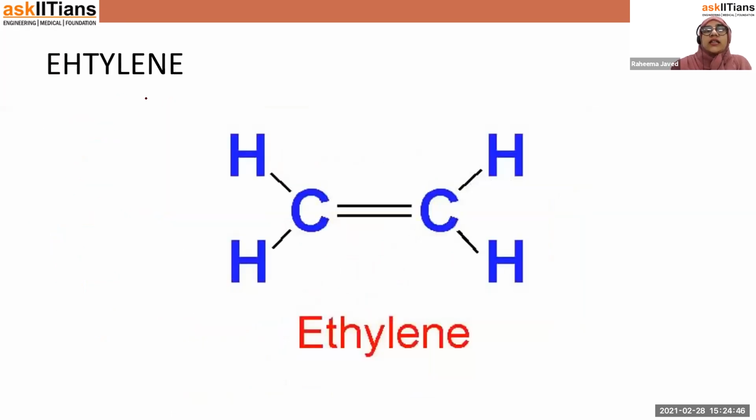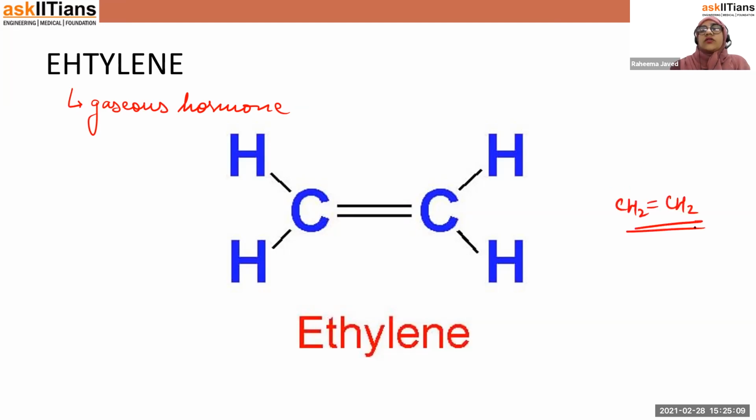Let's move on to the next hormone, which is ethylene. Ethylene is the only gaseous hormone, and it is usually present in the smoke that comes out from the industrial gases. And this is the structure of ethylene. So this is CH2=CH2.